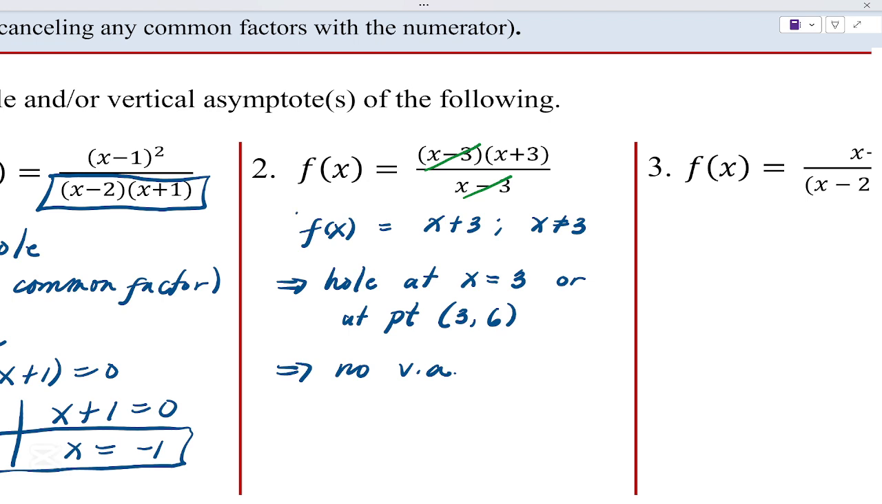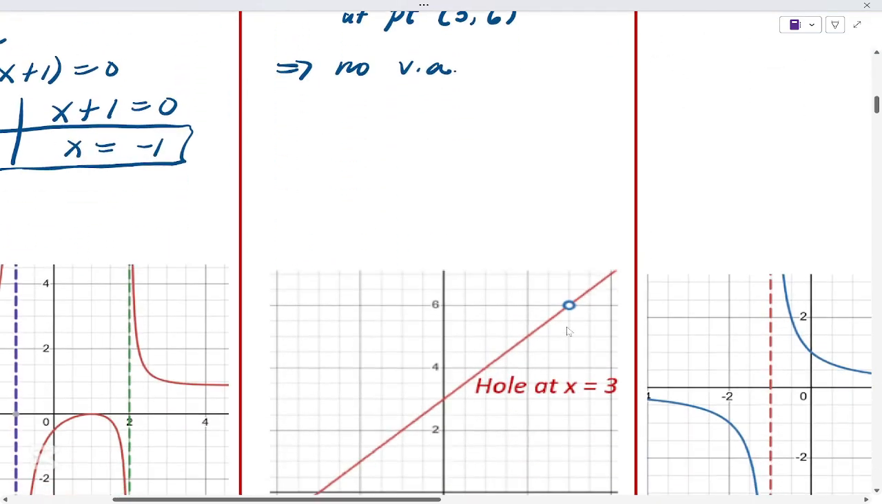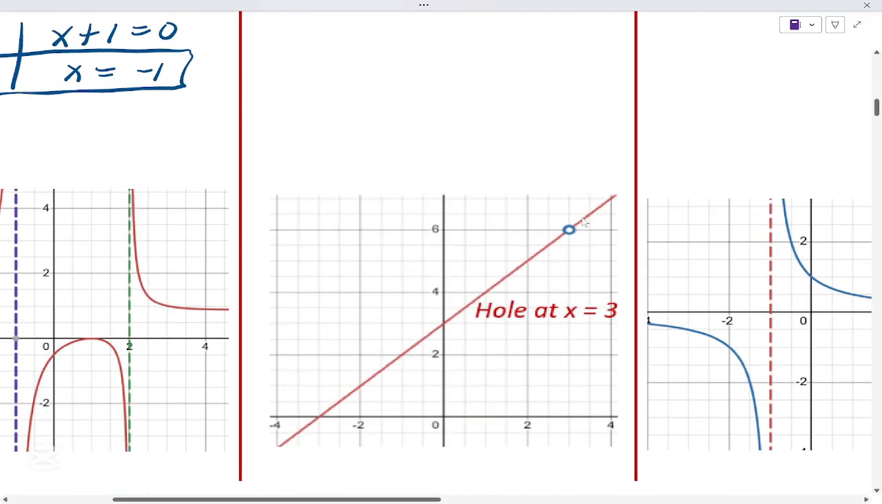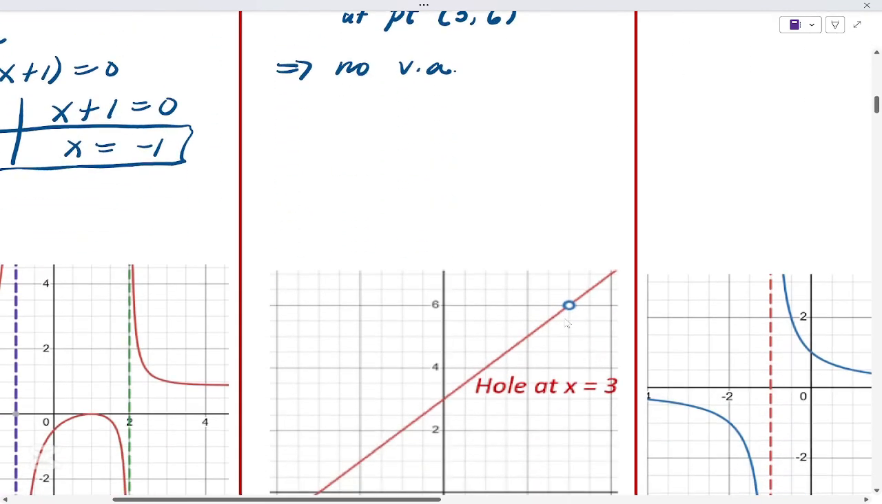And if you graph this line with discontinuity at x equal to 3, you can see that this is a line with a removable discontinuity at 3, 6. So this is the graph of this function. The rational function becomes a line with a point of discontinuity.